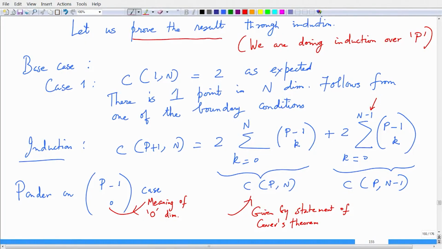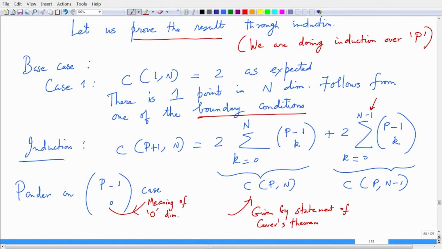So, let us prove the result through induction. Let us focus on our steps. The base case is C of 1 comma n. The number of points chosen is 1 and the number of dimensions is n. C of 1 comma n is 2 as expected, because we have the boundary condition that we discussed just before.